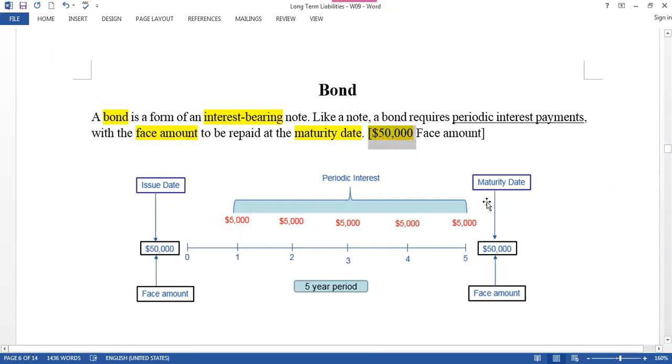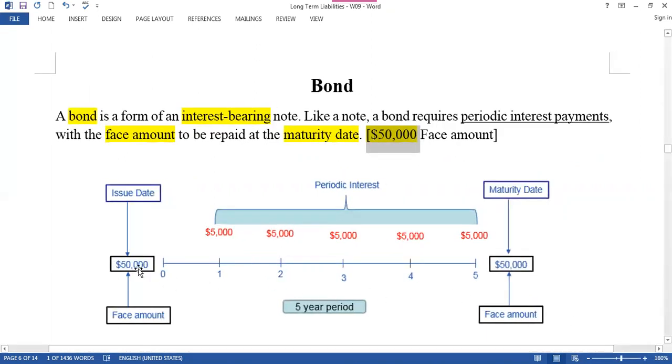But in between, if it is a 5 years bond or 10 years bond or 2 years bond, you have to pay the interest or you have to record the interest. So look at this diagram carefully. Today you receive $50,000. Today is the issue date. Today you sell your bond or issue your bond.